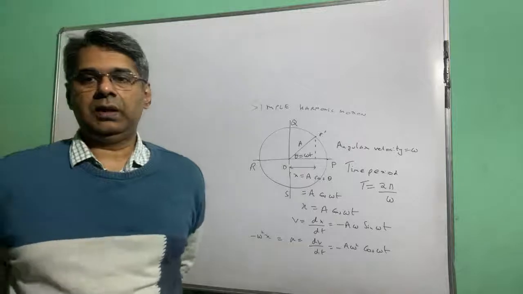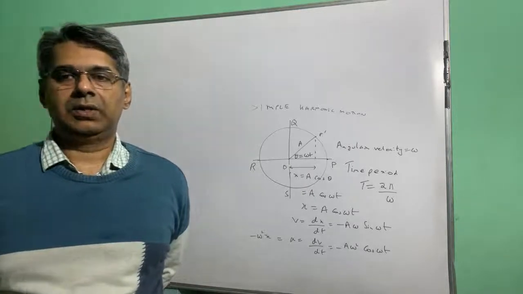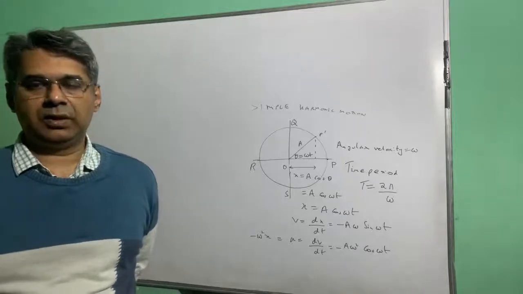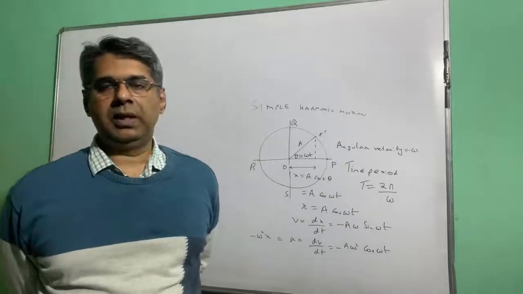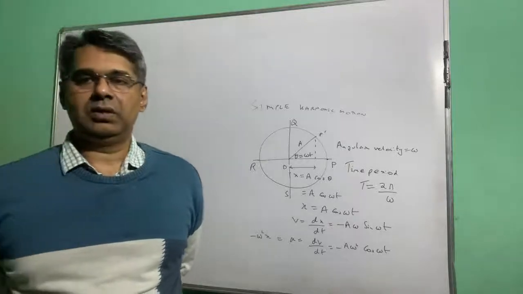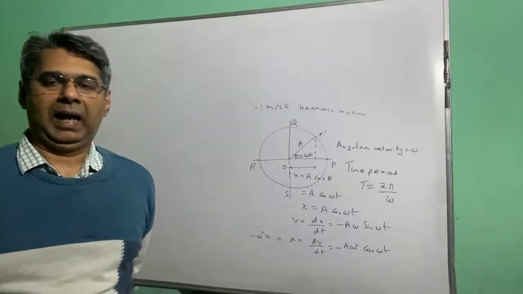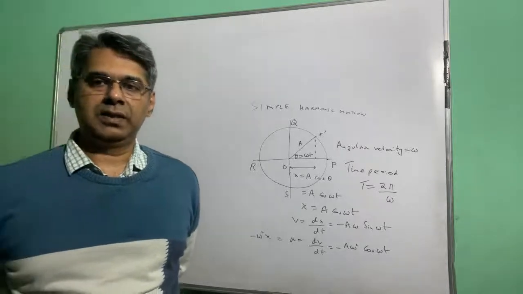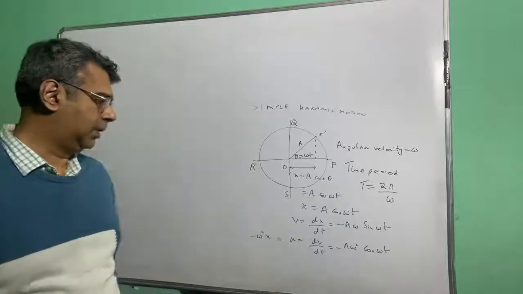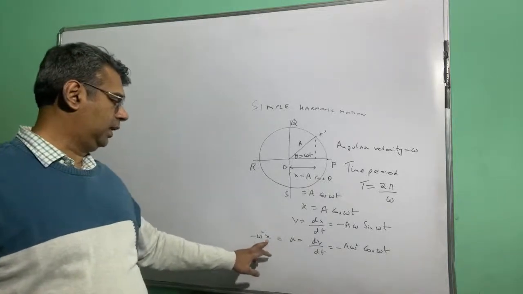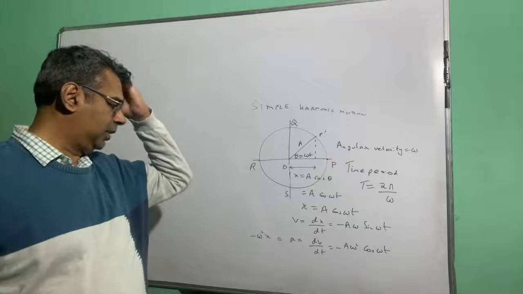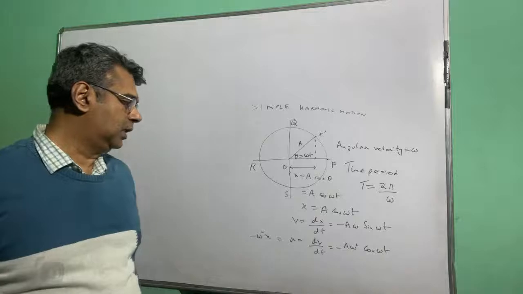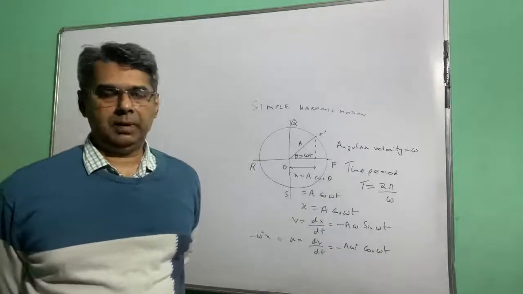So this kind of oscillatory periodic motion is called simple harmonic motion. Simple harmonic motion is necessarily oscillatory and necessarily periodic, but beyond that it has another quality: the acceleration at any point of time is proportional to the displacement and is directed oppositely to the displacement. So a is proportional to x and a is directed oppositely to x, right? This is the important thing about simple harmonic motion.